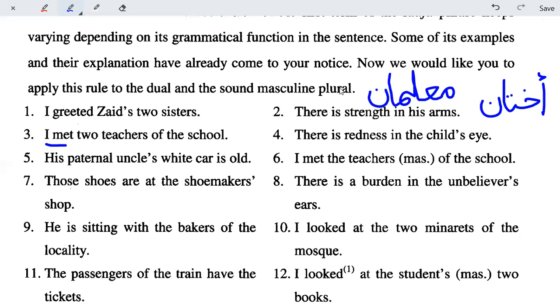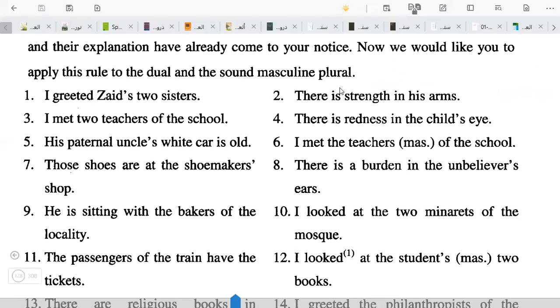Next. There is redness in the child's eyes. Fi child eyes. Fi ainul walad. Redness. Fi ainitif. And redness means humra. Fi ayni tifl. Humra.